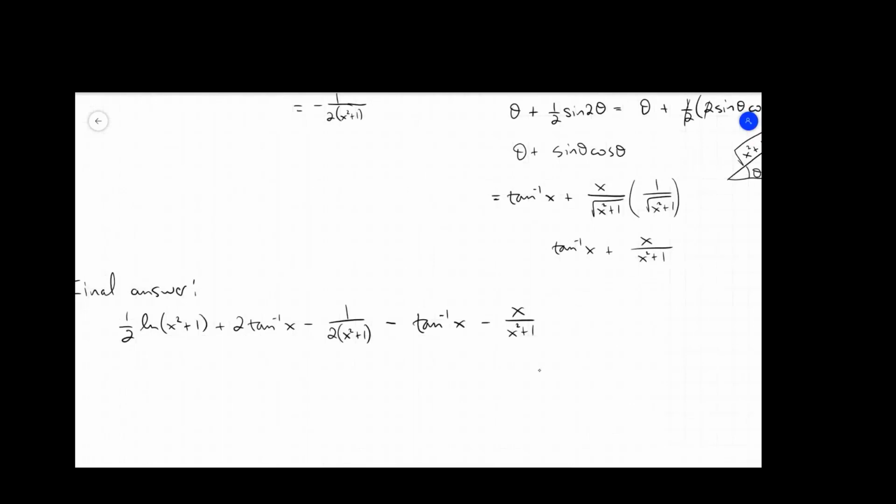So notice in the end here, we actually do have a couple of like terms. So really, it's the very last step. We want to combine those. So 1/2 ln x squared plus 1. 2 arctan minus another arctan. We're just going to have 1 arctan left. So 1 inverse tangent there, and then minus 1 over 2 x squared plus 1, and then minus x over x squared plus 1.